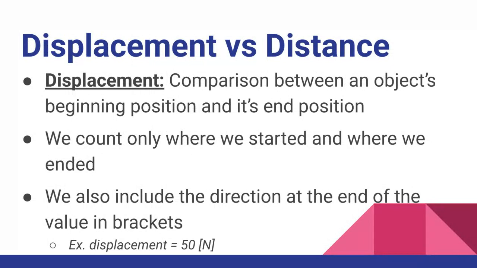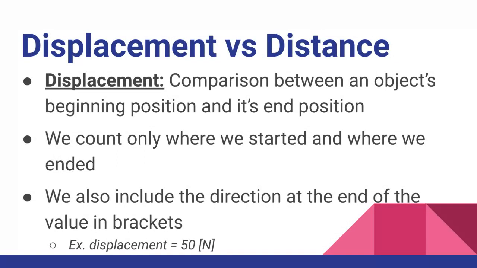So displacement versus distance. So what is displacement? Well, displacement is the comparison between an object's beginning position and its end position. Distance is simply just how far did you walk, regardless of direction, regardless if you turned around, regardless if you stop for a second. How far did you walk? What was the total distance that you traveled?